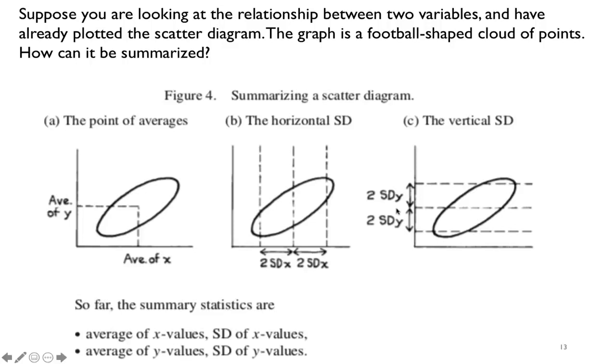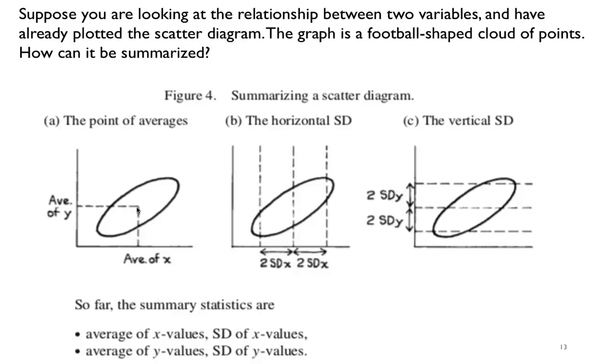Okay, so the idea here is that usually when we have a scatter diagram, we have this football-shaped cloud of points, a bunch of points. So here are some things that can help us summarize this scatter diagram. We can look at the average of all the x values and the average of all the y values. For example, the average height of the fathers and the average height of the sons, and that gives us one point. This is called the point of averages. The point of averages means that the x-coordinate is the average of all the x's, and the y-coordinate is the average of all the y values.